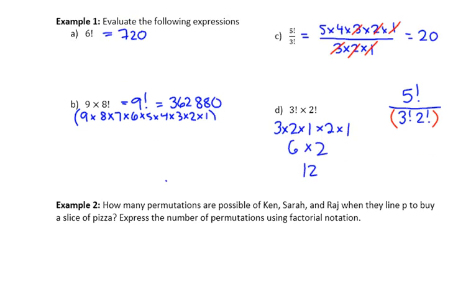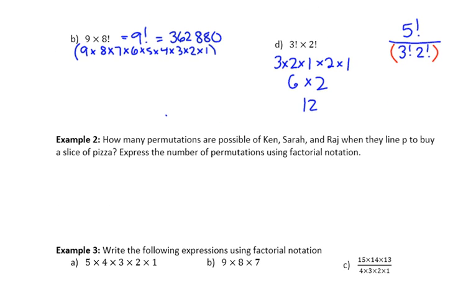Okay, so whenever we're talking about a permutation, how many permutations, it's really saying how many arrangements. Okay, because we're arranging a certain set of objects. Those objects could be people.